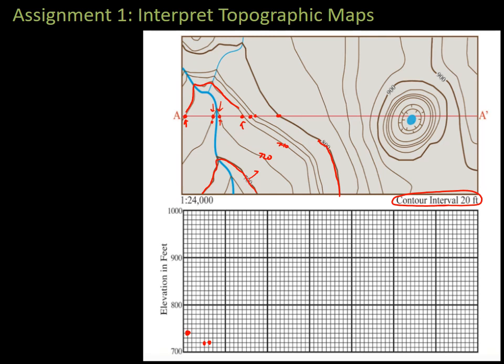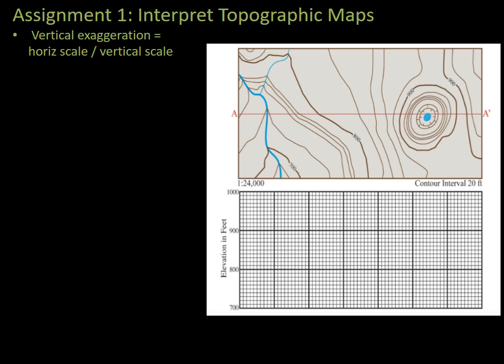Figure out the elevation of all of the topo lines where you cross them on the red line. Go straight down on the map and put a dot at the corresponding elevation. Connect the dots. That will tell you what this landscape looks like exactly from A to A prime.